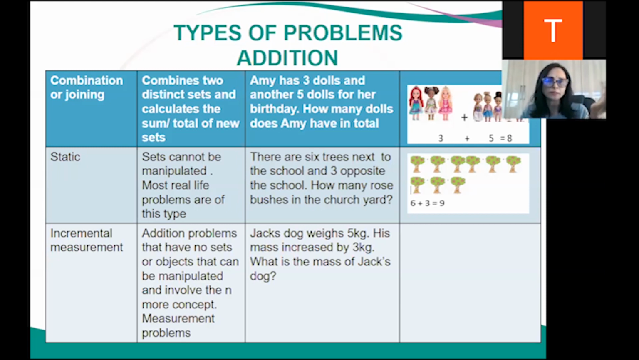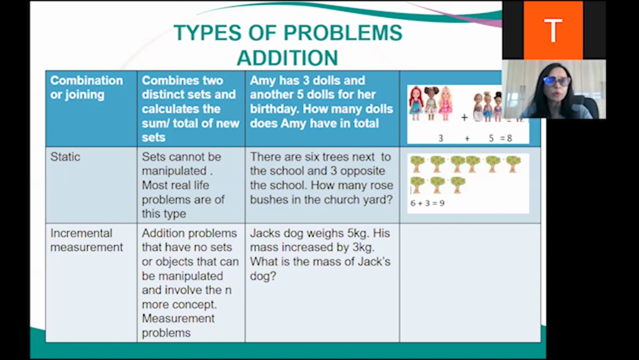The next type is static, which means that sets cannot be manipulated. Most real-life problems are of this type. For example, there are 6 trees next to the school and 3 trees opposite the school. How many trees are there at the school? So you would say, for example, 6 plus 3, you cannot move them, they are static, will give you 9.